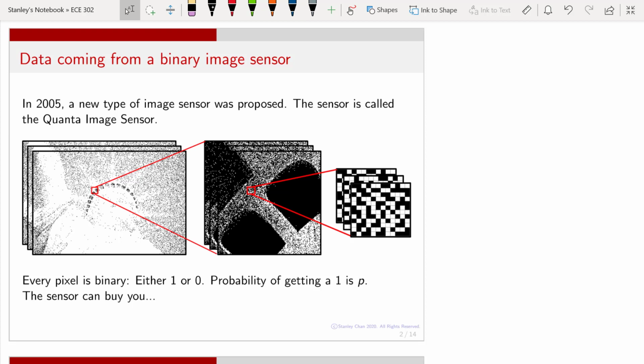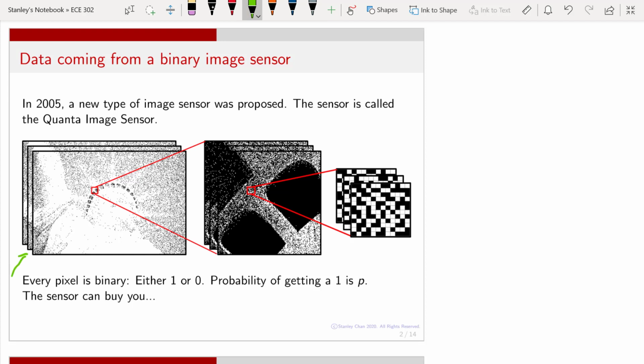So here we want to look at how this image sensor works. And then during this discussion, you will find out that there are some very interesting statistics about the sensor. And then we want to discuss the statistics of the sensor through the binomial random variables. So let's look at how the sensor works. Since it is a binary image sensor, all the pixels that it acquires will be binary, meaning that it could be either 0 or 1.